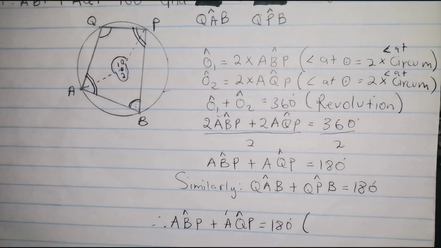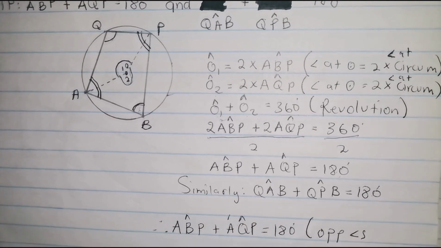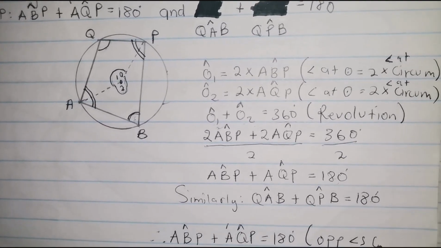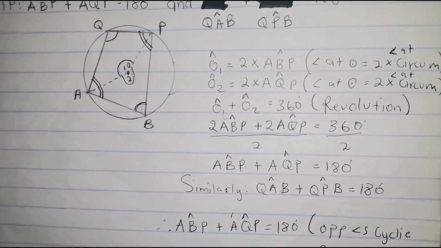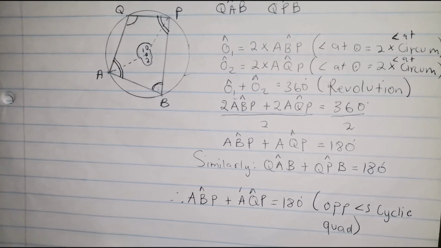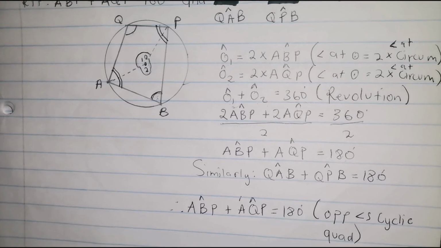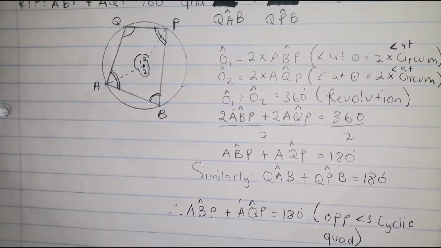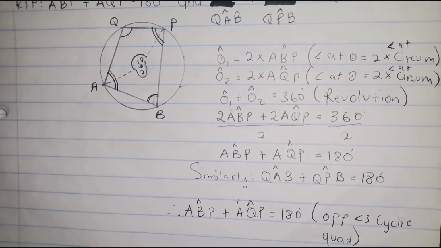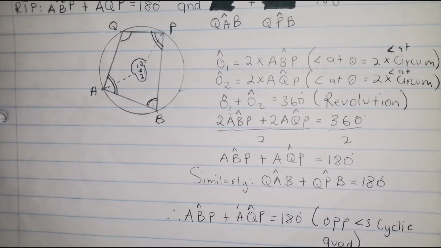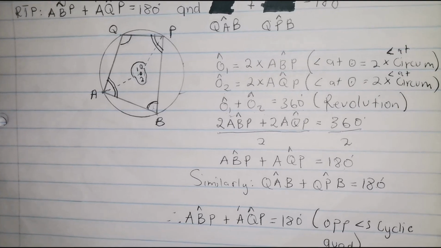Reason: opposite angles of a cyclic quadrilateral, cyclic quad. This is the reason you can use in the examination, guys. I've finished proving this theorem. Let us go to the converse basically. This is one of the 3 reasons you can use to prove that a particular quadrilateral is a cyclic quadrilateral.